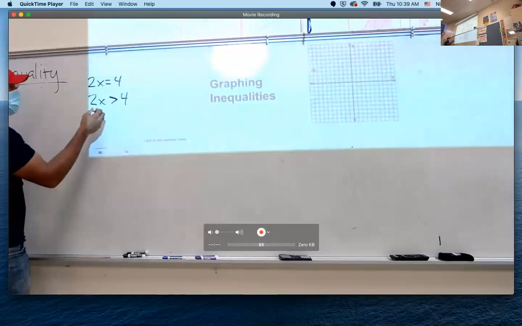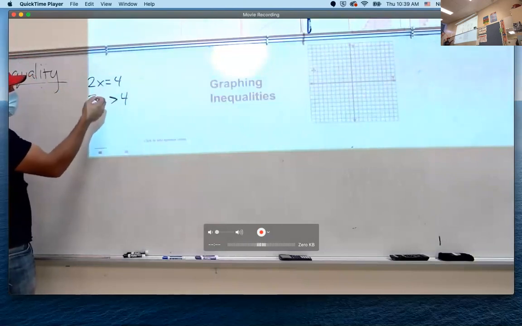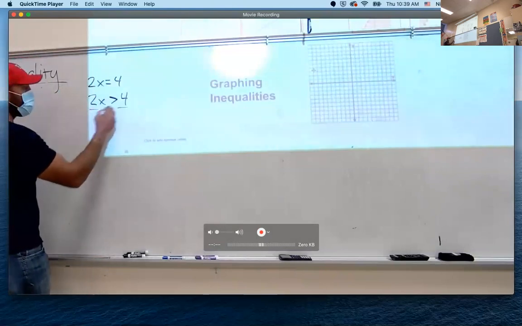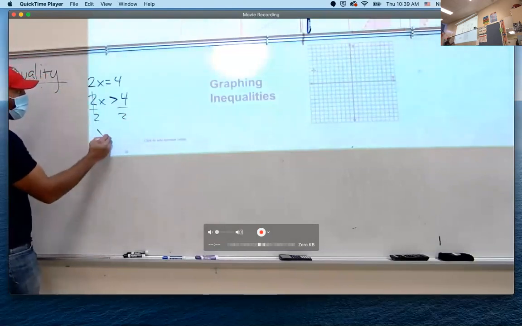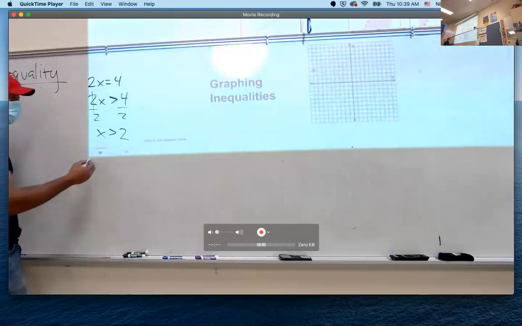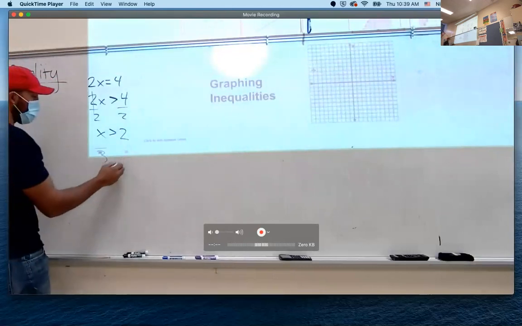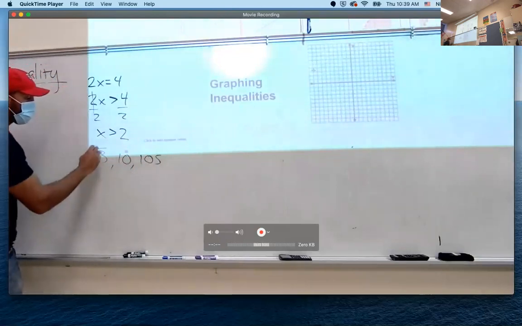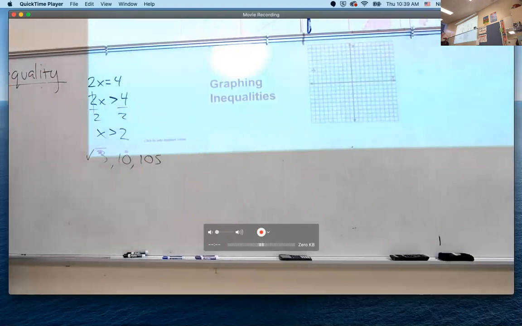So if I have this inequality, I can solve it the same way I do the equation: divide by 2. And now x is greater than 2. So what does that mean? It means your answer can be anything as long as it's bigger than 2. Your answer could be 3, 10, or 105. These are all good because they're bigger than 2.